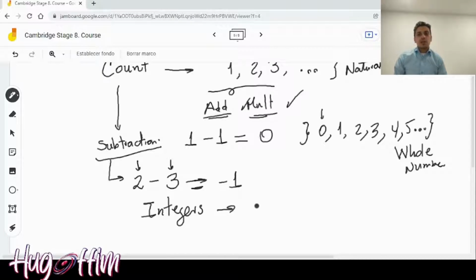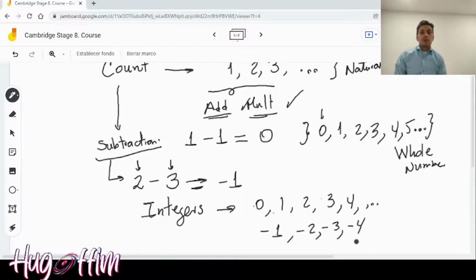The integers are all the natural numbers. Sorry, let's write it in this way. You have all the natural numbers, you have the 0, and you also have all the negative or the opposite numbers. This is what we call the integers.